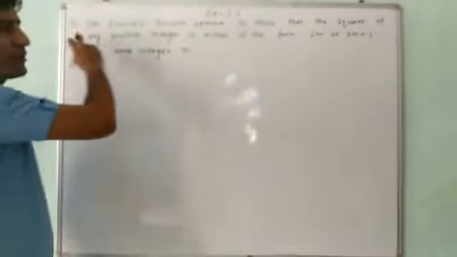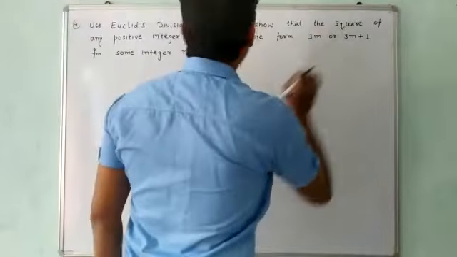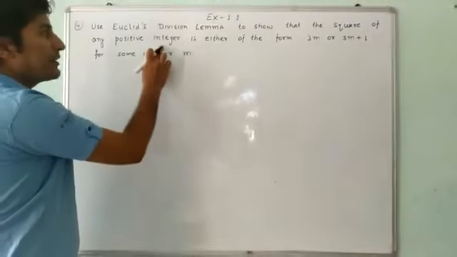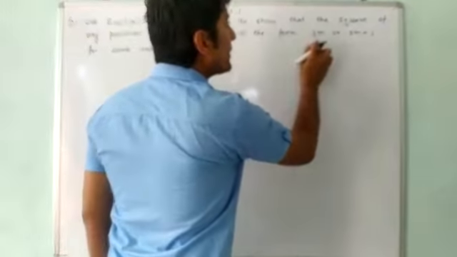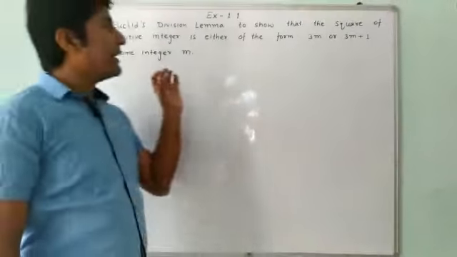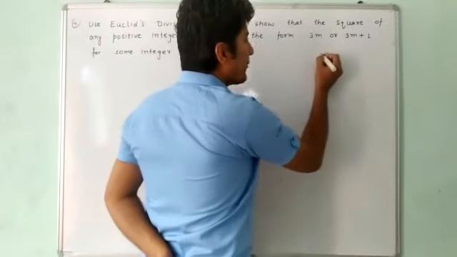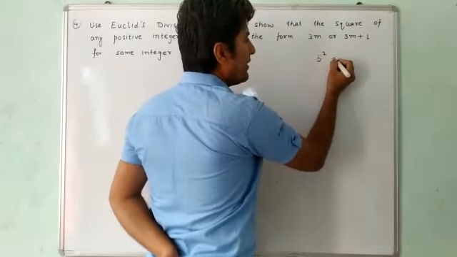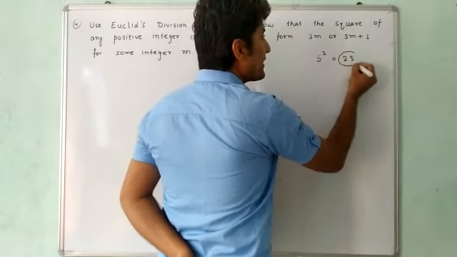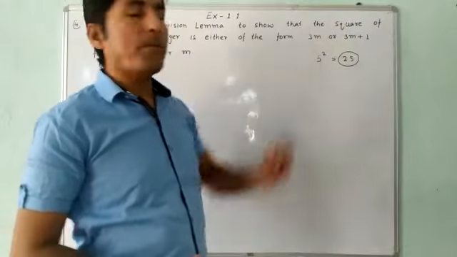Now let us see the fourth question of exercise 1.1. Use Euclid's division lemma to show that the square of any positive integer is either of the form 3m or 3m plus 1 for some integer m. So here we have to prove that the square of any positive integer, suppose I am talking about 5. If we put the square of 5, then the result will be 25. This number will be either in the form of 3m or 3m plus 1.